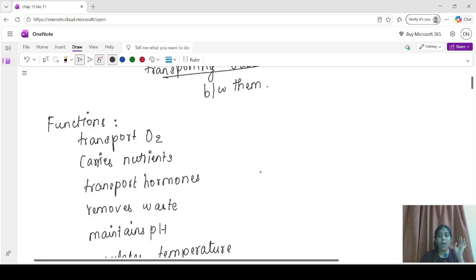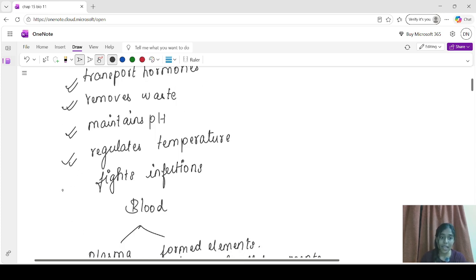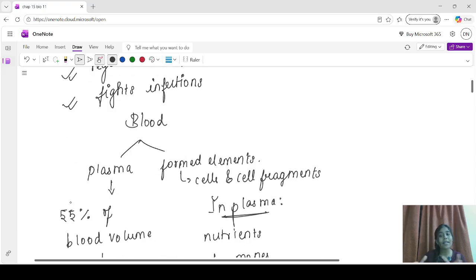What are all the functions performed by the blood? They carry oxygen and nutrients, transport hormones, remove waste from every cell, and maintain pH. Along with that, it maintains body temperature and fights infection. Blood is simultaneously performing as a transport medium, defense system, repair system, and regulatory system. What is our blood composed of? Blood is composed of plasma and formed elements.